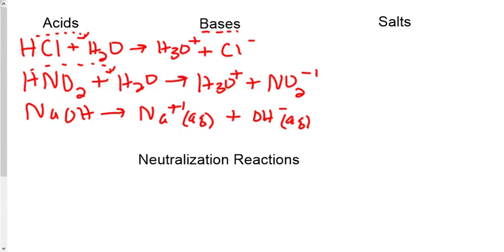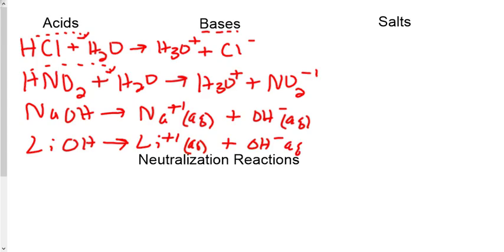Now let's try another one. Let's try lithium hydroxide. Again, we're going to recognize this as being a base because there's a hydroxide in its formula. So we'll just split those apart. Lithium positive 1, aqueous, plus the hydroxide, OH minus, aqueous. And if you remember from our compounds, the first ion is always positive, the second one will always be negative. So that's how we show how bases react with water. Very, very simple definitions here. There are, again, more complicated definitions of bases as well, but we're not going to worry about that.